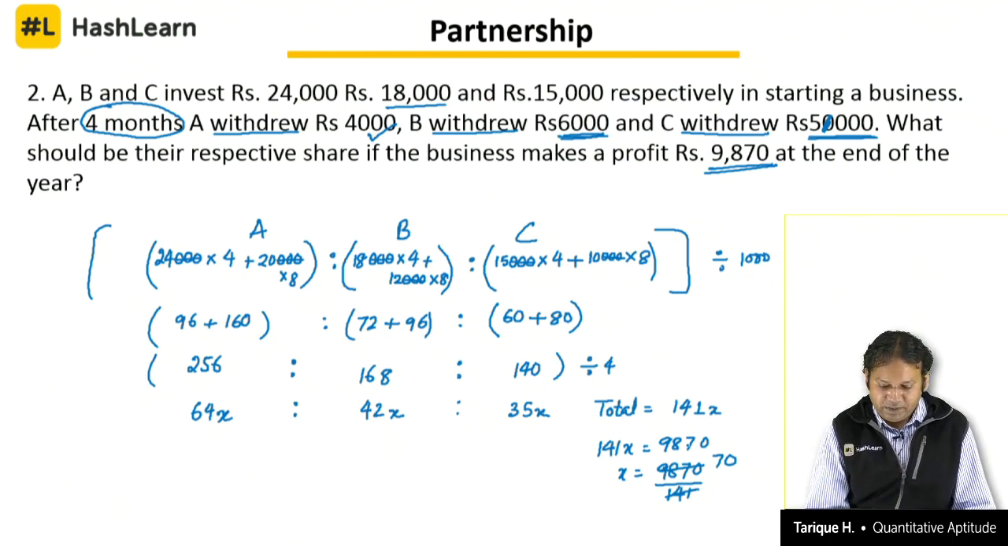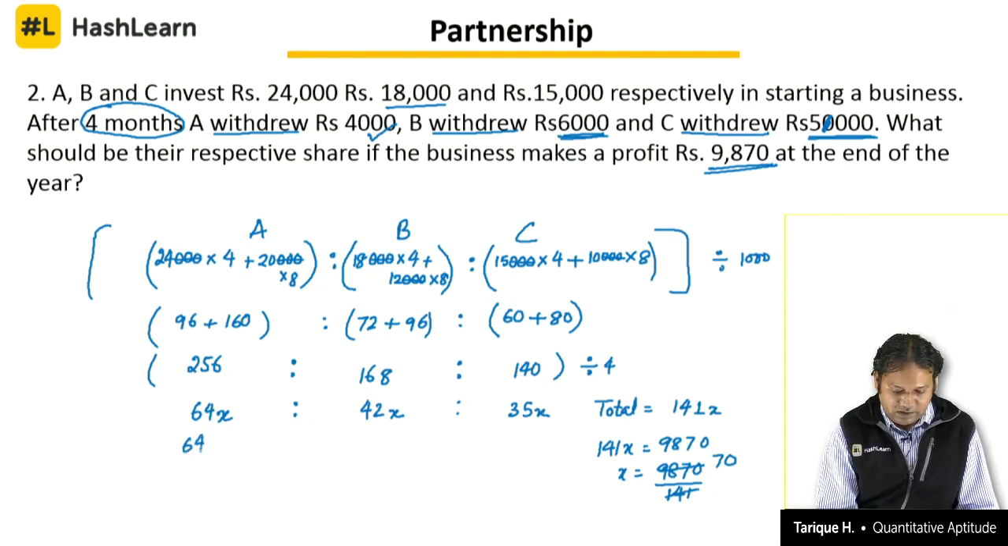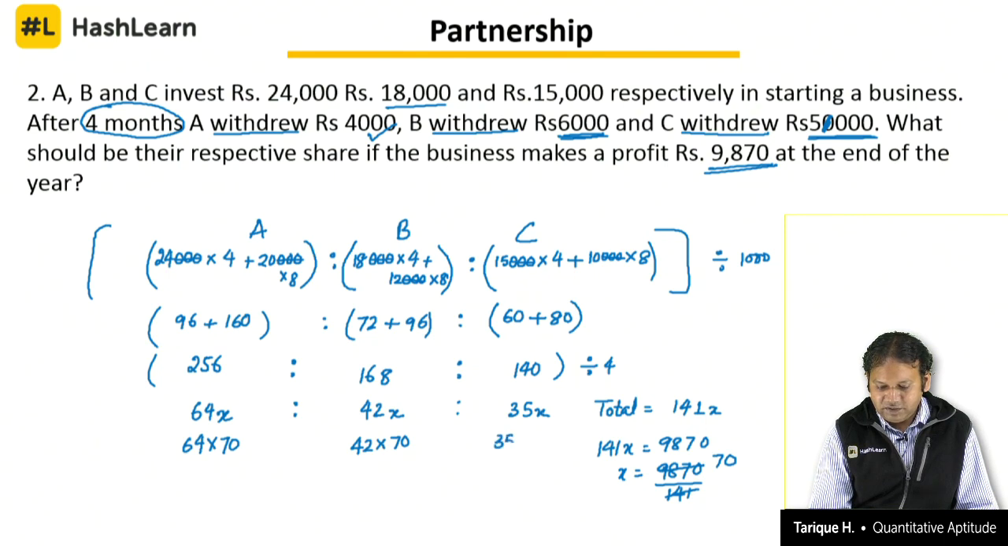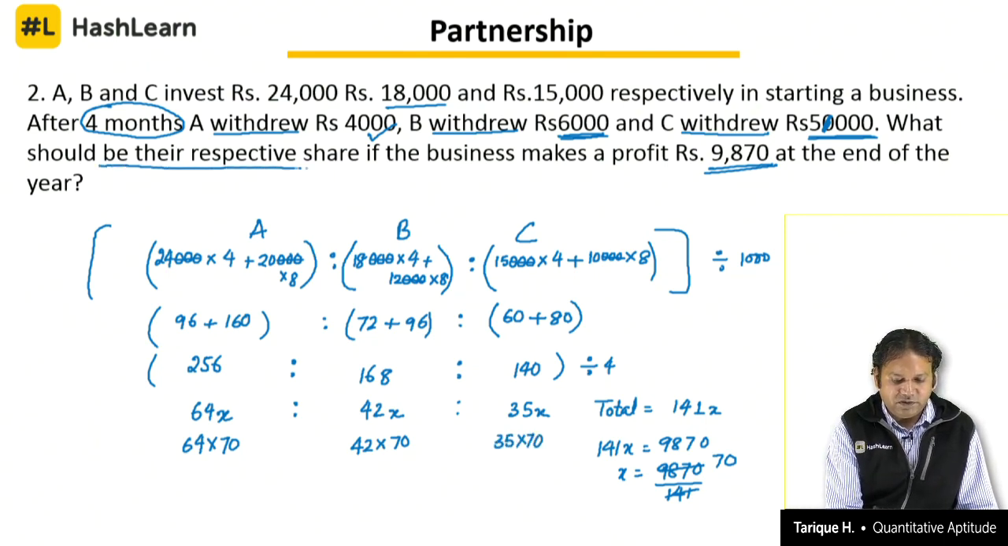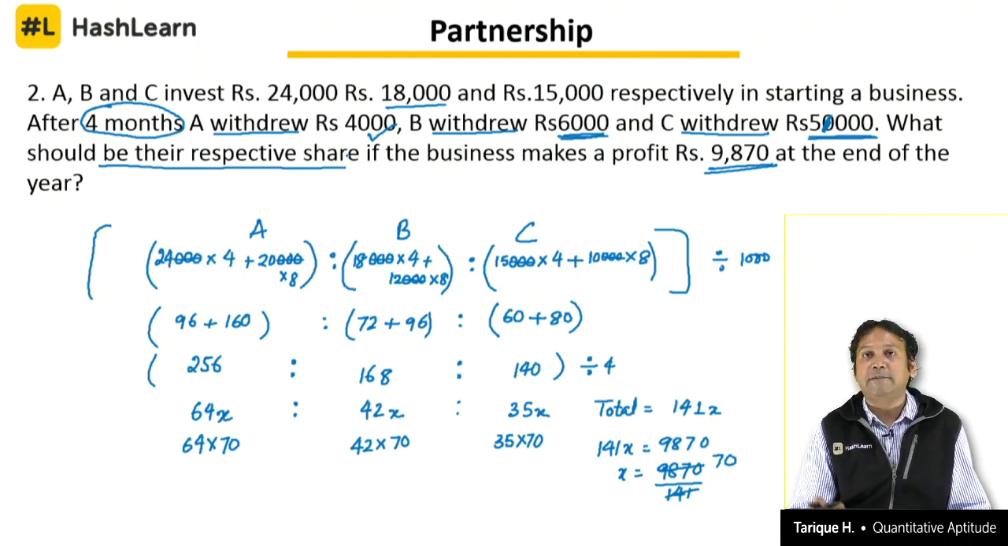X value is 70. Multiply 70 here, this will give you the value for A. Multiply 70 here, this will give you the value for B, and multiply 70 here, this will give you the value for C, and that is how you find out what should be the respective share. Just observe the way we are calculating here. This will be the template for all questions on compound partnership, okay.